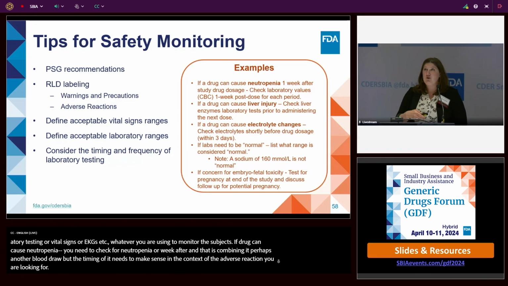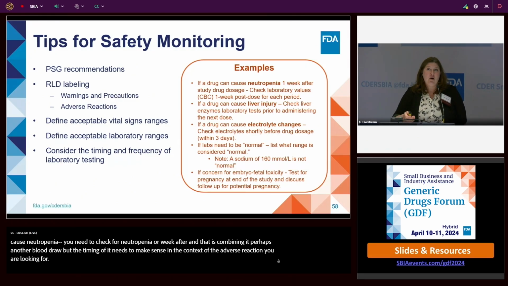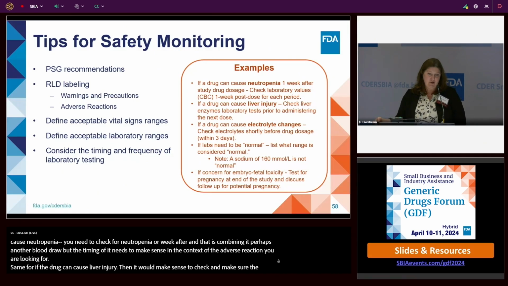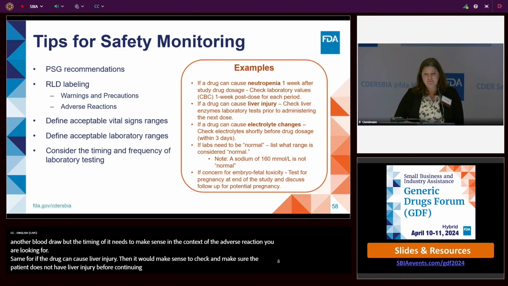Same will be true if a drug can cause liver injury, then it would make sense to check and make sure that the patient does not have liver injury before continuing to give them additional multiple doses of that.